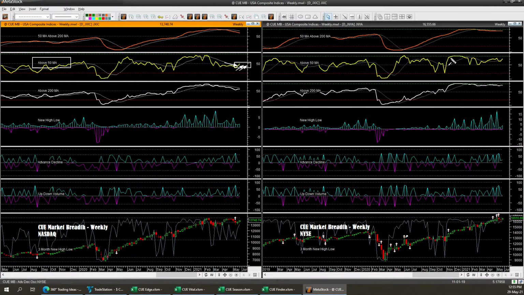Of course, over a number of weeks, NYSE is still relatively stronger because the yellow line in NYSE is flat. Nasdaq is still down. Why did I say it improved? Because it crossed up above the average line, but still it is weaker than NYSE. And the percentage of stocks making new highs is also continuing to be weaker than NYSE.